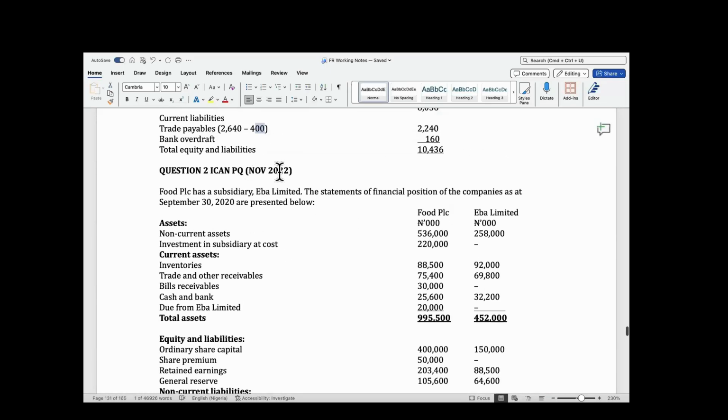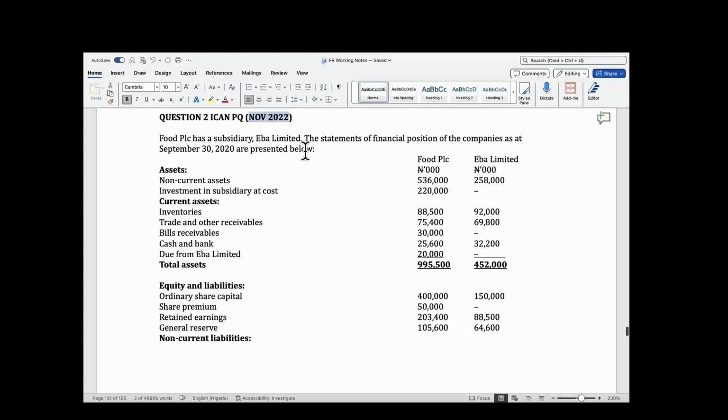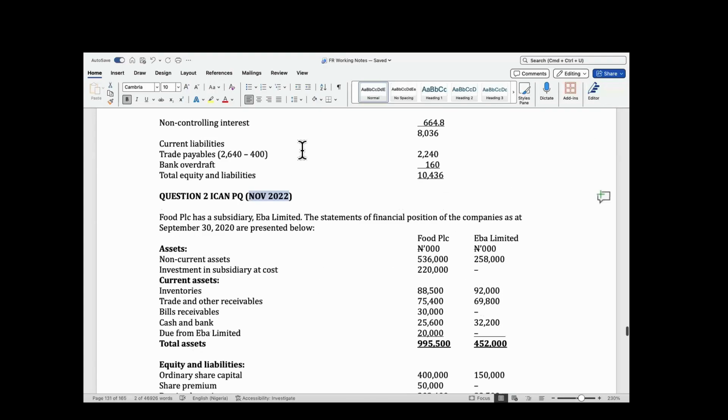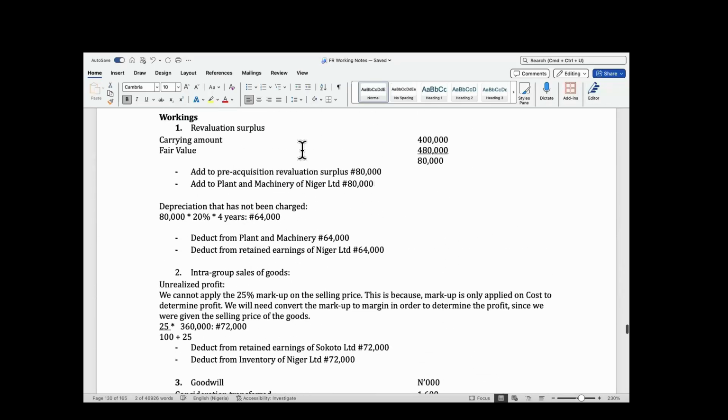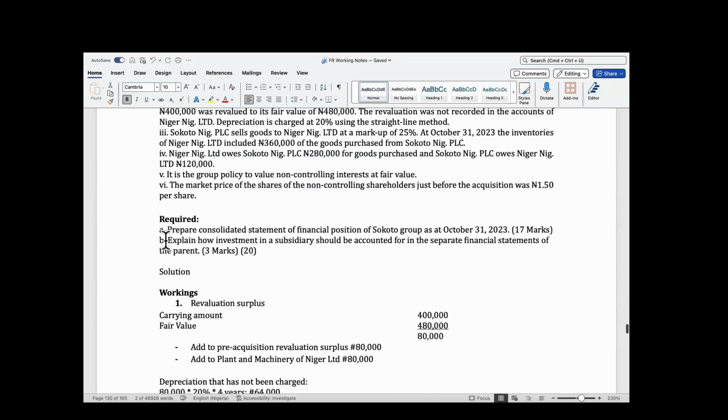So, November 2022 is another question that has to do with consolidated statement of financial position again. Lest I forget, we're asked to explain how investment in subsidiaries should be accounted for in the separate financial statement. Who can answer this? How do we account for investment in subsidiary in the separate financial statement of the parent?